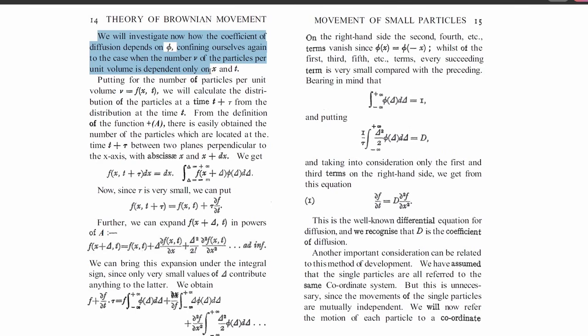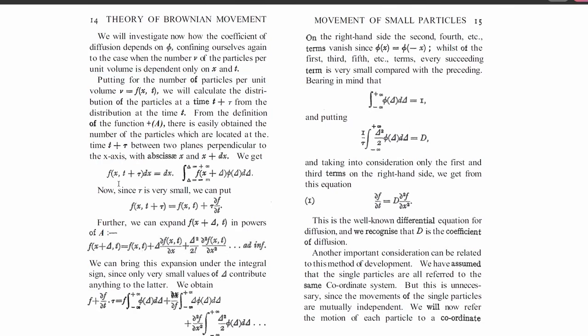Confining ourselves again to the case where the number nu of the particles per unit volume is dependent only on x and t, putting for the number of particles per unit volume nu equals f of x and t, we calculate the distribution of the particles at time t plus tau from the distribution at time t. From the definition of the function phi (I think the original has a typo here, it should be phi), there is easily obtained the number of particles which are located at the time t plus tau between two planes perpendicular to the x-axis, with abscissa x and x plus dx.